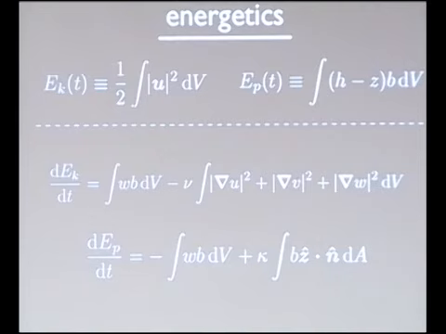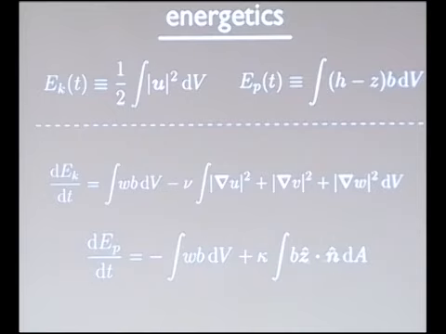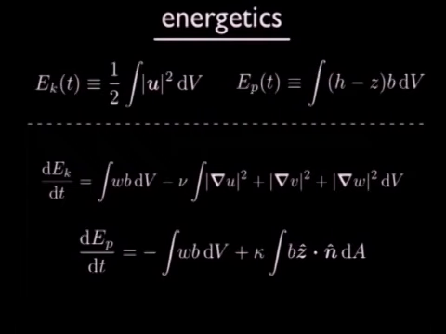But this is the term that you get from, to get the potential energy equation, you have to multiply the buoyancy equation by z. So now you've got a z kappa grad squared b, and you can distribute the divergence operator and convert a volume to a surface integral, and you get this term here, which is a surface integral with kappa in front of it.